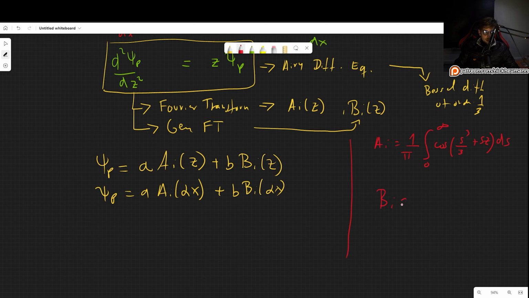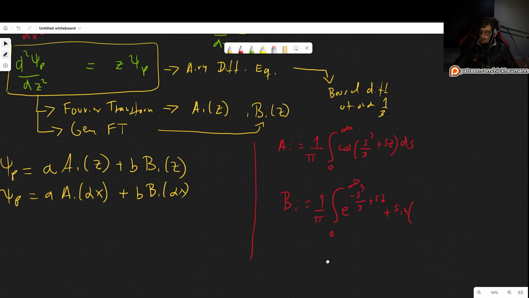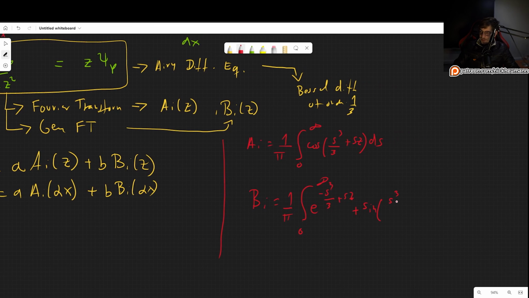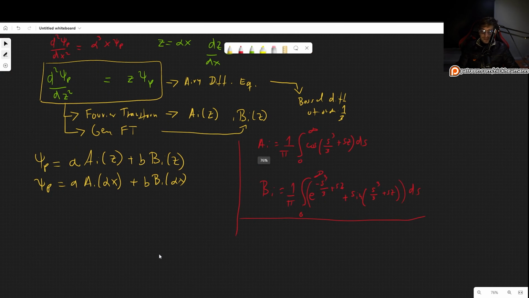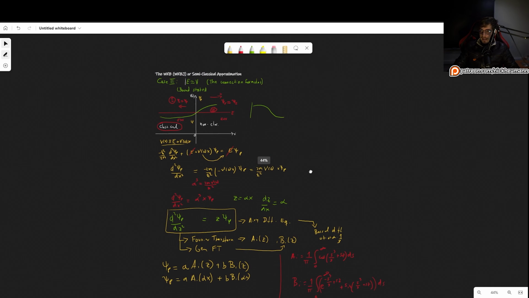And Bi, this is 1 over pi. You can see a very similar shape. Then you get e to the minus s cubed over 3 plus sz, plus sine of the same thing, s cubed over 3 plus sz, and all of this ds. Now, these expressions are rather ugly, as you can see. They are hard to work with, so we are going to be using the asymptotic forms. Again, don't worry where these come from. I will add a video about it eventually, but it goes beyond the scope of the course.